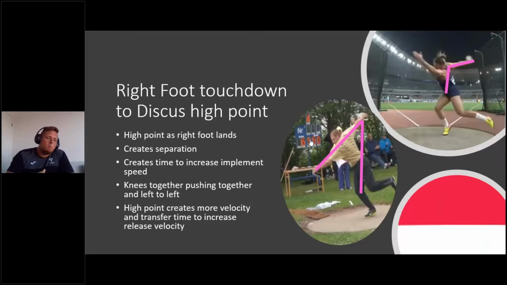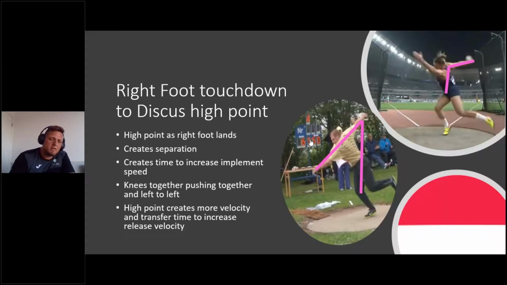Okay, so what do I mean and what can we measure? Right foot touchdown to discus high point. Something that I feel is key is as that right foot touches down in the middle, the discus is at its highest point. So it is at its lowest point behind the glute in the sprint, and it is now at its highest point as the right foot lands. This creates separation. This creates time to increase the implement speed.